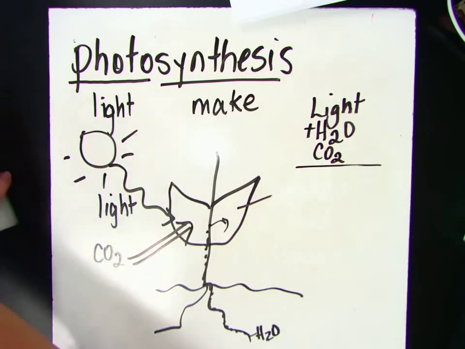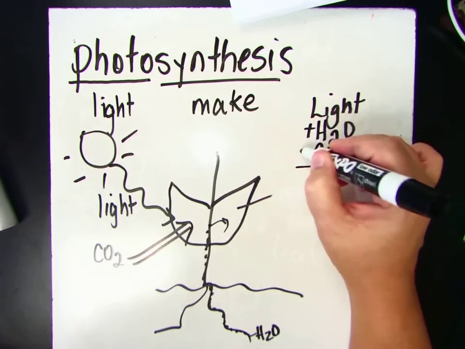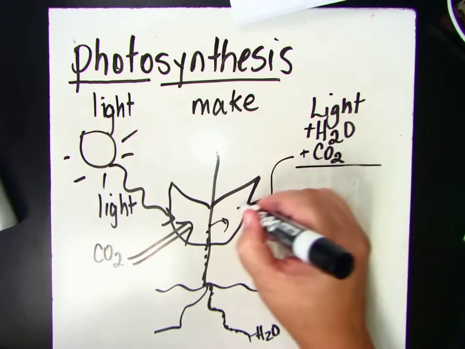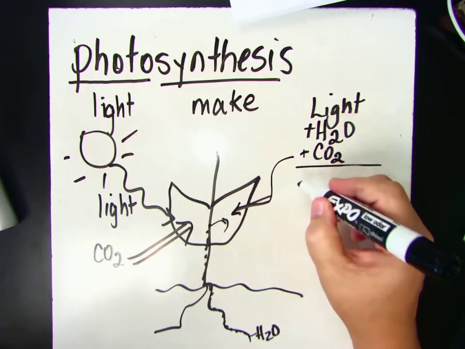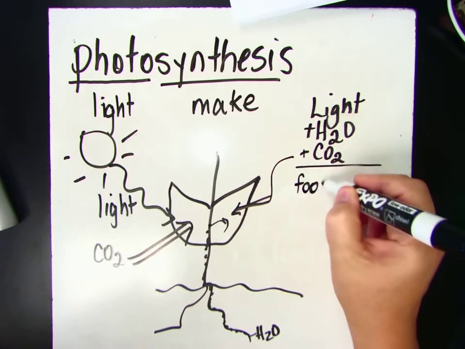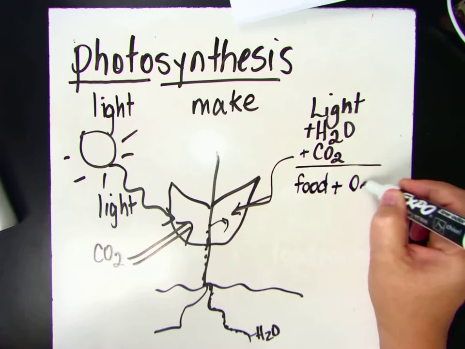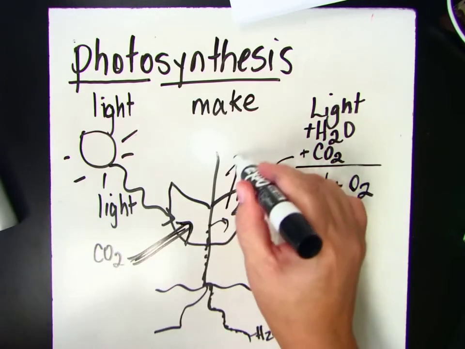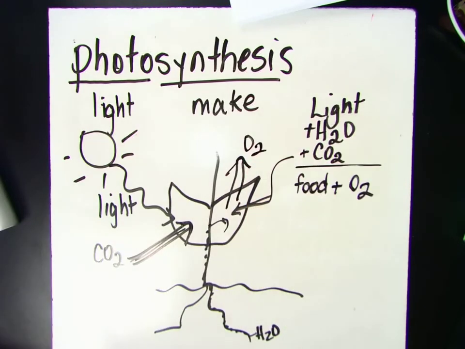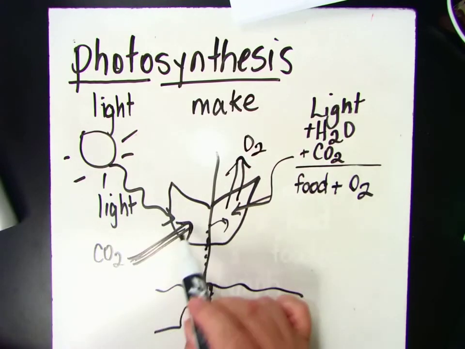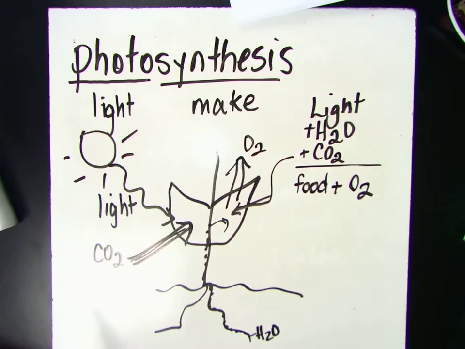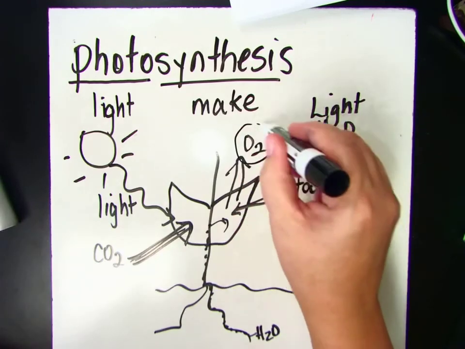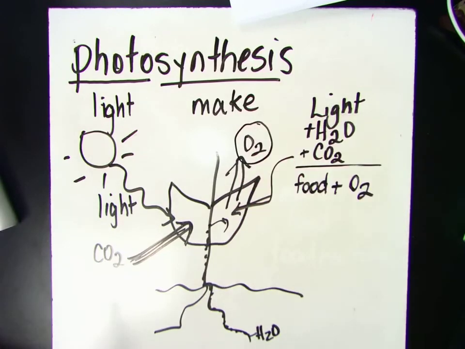I'll just make some room here. So if we have light, water, and carbon dioxide in the leaf of a plant, the plant produces food and oxygen. So if you look, the carbon dioxide goes into the plant, and what comes out? Oxygen. And that's why plants are so important on our planet, because they take in the carbon dioxide, which is a greenhouse gas. It's a poisonous gas. It's not a good gas. It's like a pollutant. And it lets out oxygen, and oxygen is what we need to breathe. So plants are very, very beneficial to us.